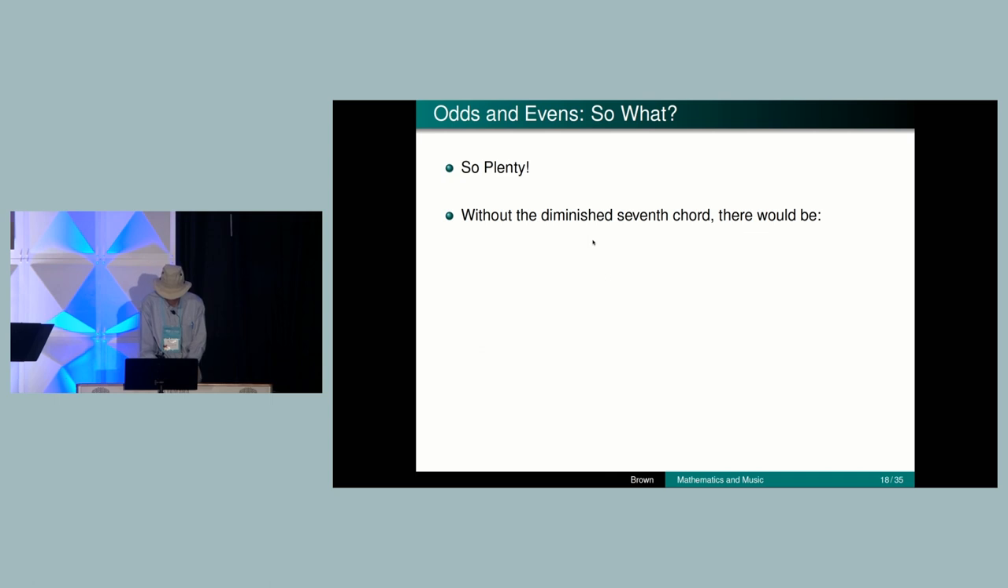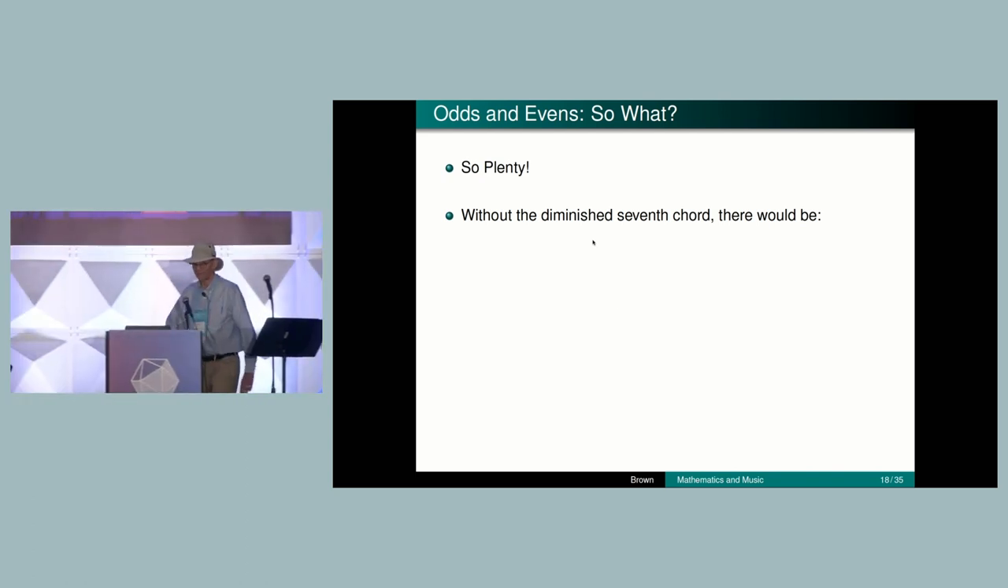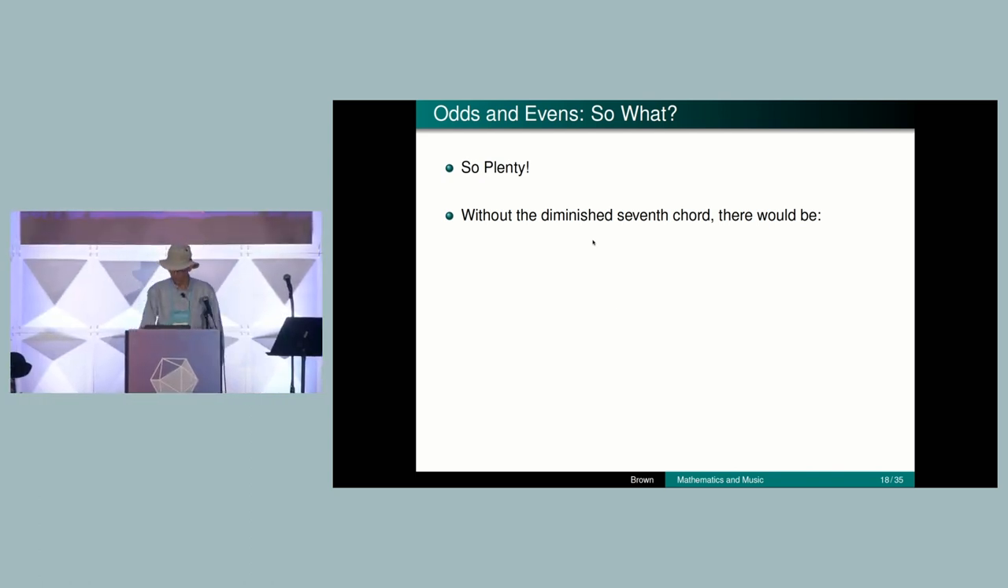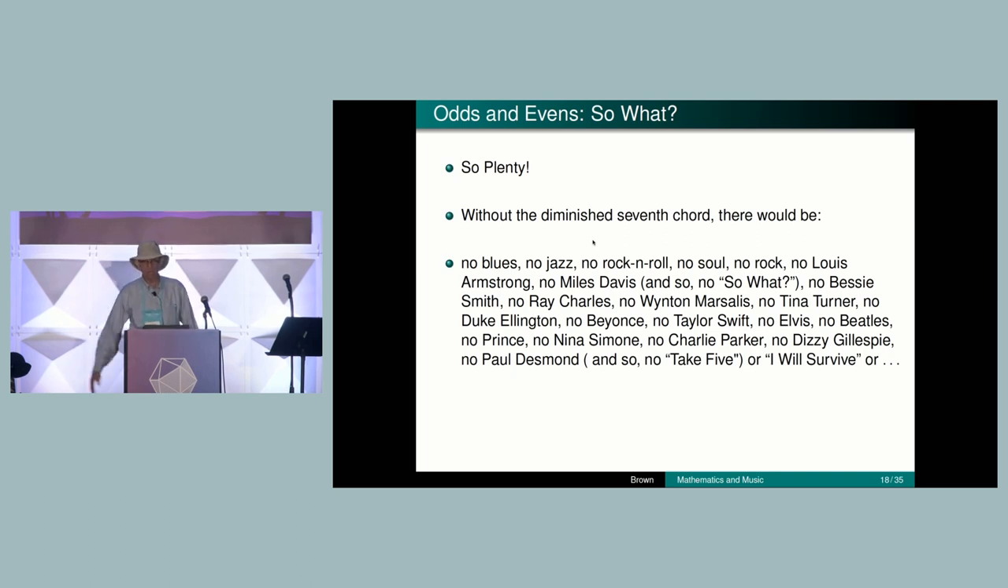And this. A fifth and a tritone. Now, if you don't have that diminished seventh chord, you would have no blues, no rock, no jazz, no soul, no rock and roll, no Louis Armstrong or Miles Davis, and so no So What, the composer of that.